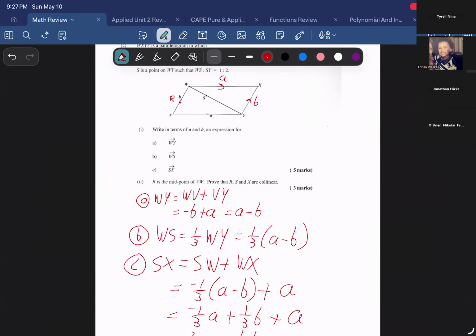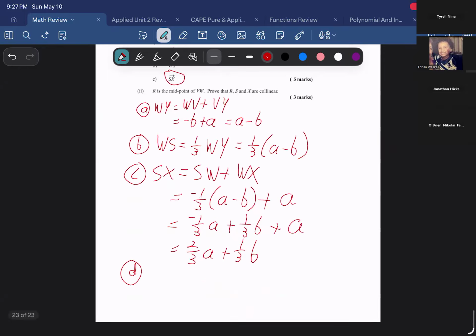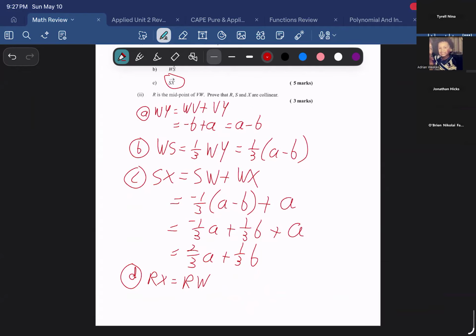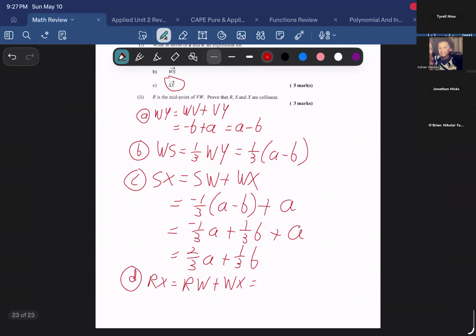So the next thing, they're saying R is the midpoint of VW. So prove that R, S, and X are collinear. I've already found SX, so now I need to find RX. RX is RW plus WX. We've established RW is a half B plus A. No, you won't lose marks if you leave it as minus B plus A. That's fine.